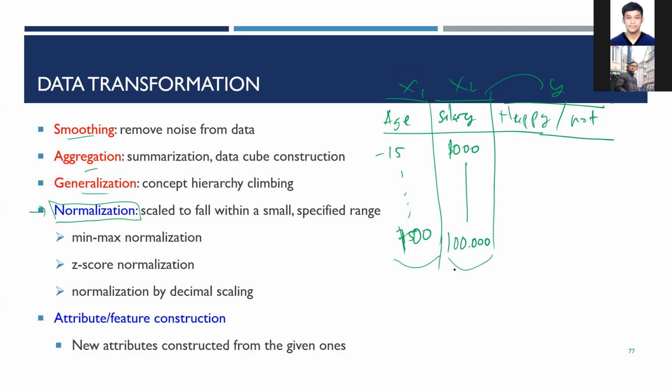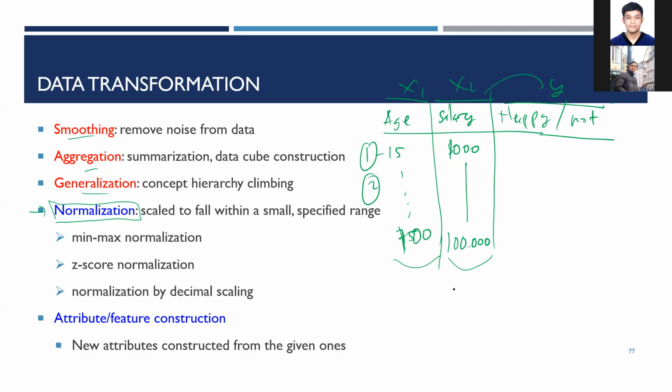Okay. So when we calculate one data, for example, this is one instance and this is the second instance, if we calculate the similarity of these two data, then because the salary value in numbers is higher than age, maybe salary gives more influence to the result.